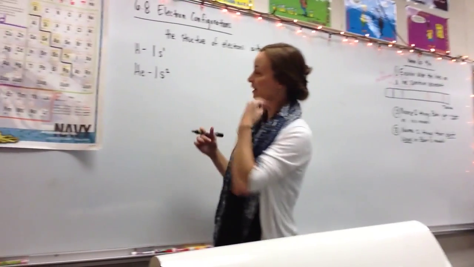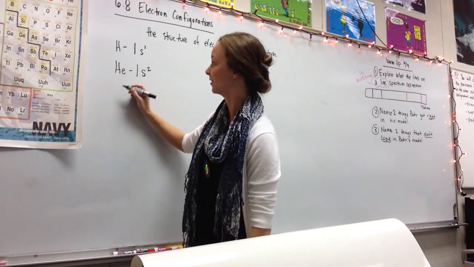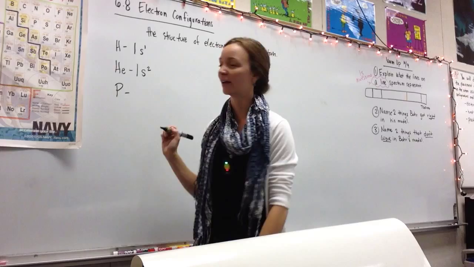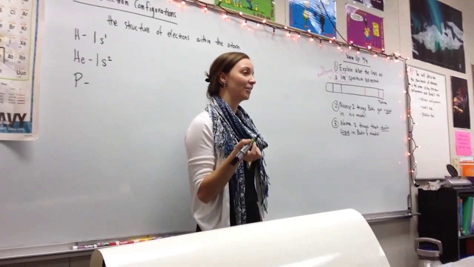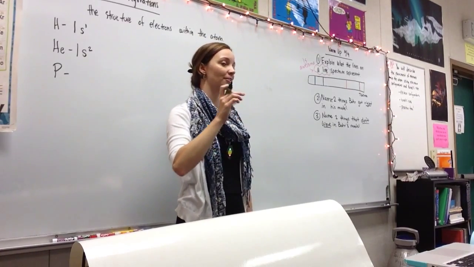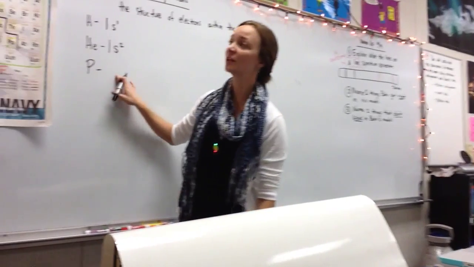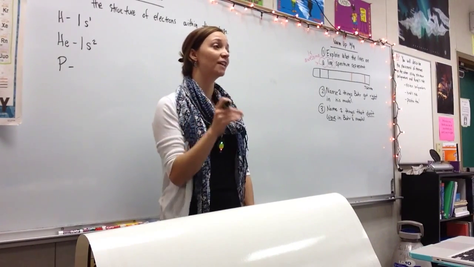Okay, let's do one that's in a lower shell. Let's do phosphorus. For phosphorus, we basically have to describe everything we go through to get to phosphorus. We're labeling where all of phosphorus's electrons are hanging out. So we basically read the periodic table just like a book.